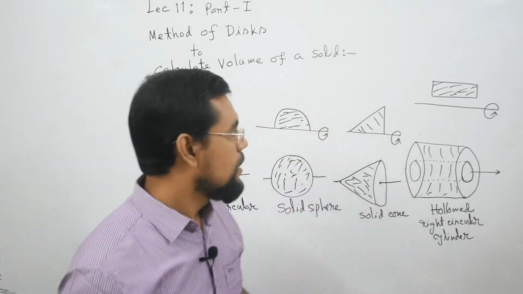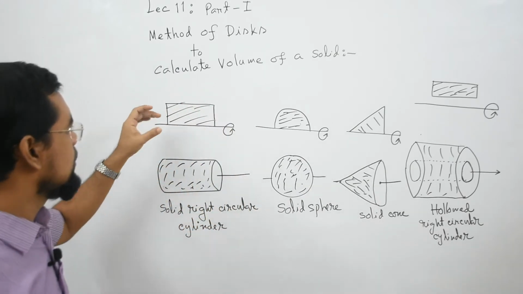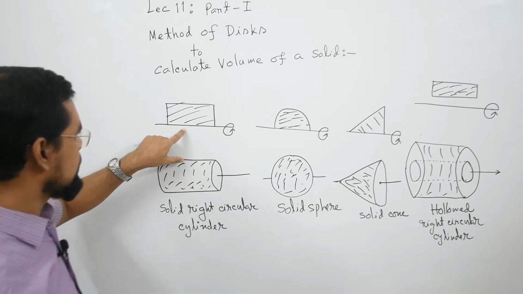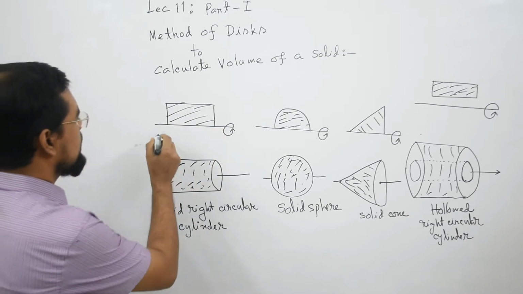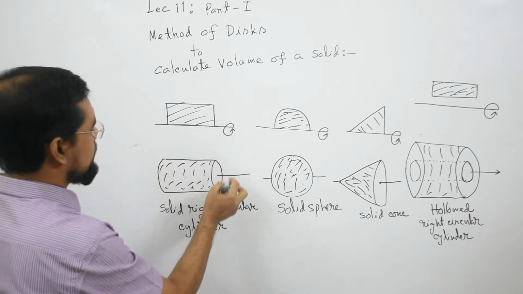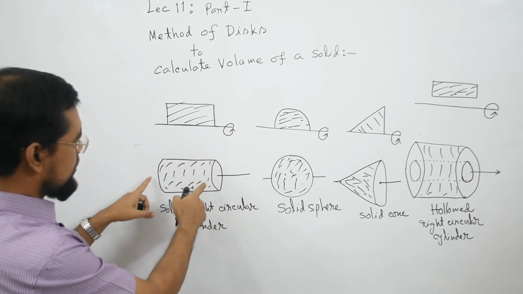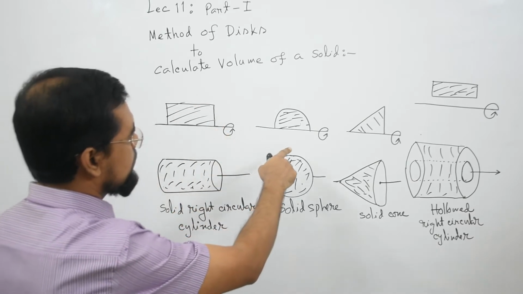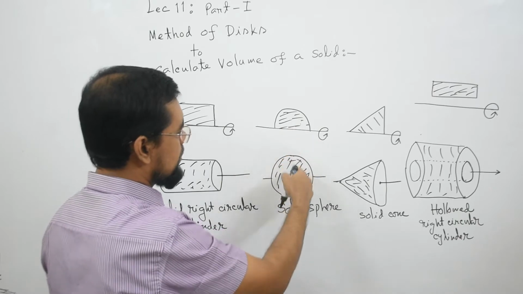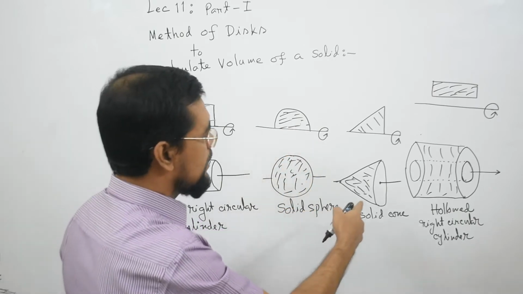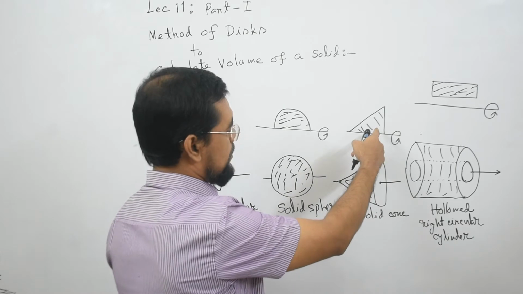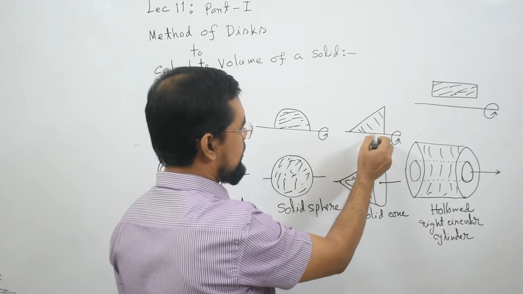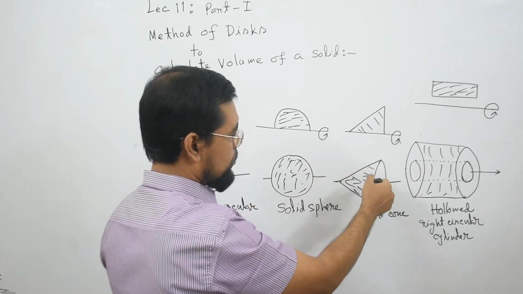For example, if you revolve this plane region about its axis of revolution, about this line, then you will get a solid right circular cylinder like this. If you revolve this plane region about this line, you will get a solid sphere. And if you revolve this plane region about this line, then you will get a solid cone.